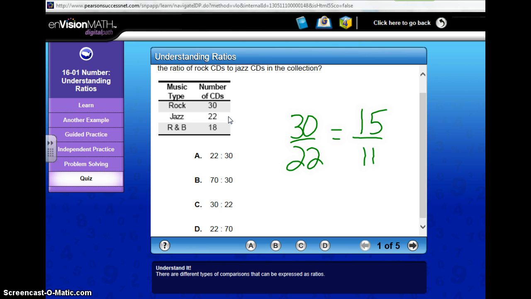15 to 11. I thought that said 1 stall. Yeah. I thought it was word. I thought it was letters and that. I know.